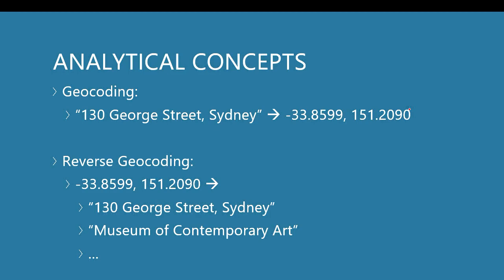So building on those simple data structures, I'll just talk a bit about the analytical concepts that one can use. Geocoding is one that is commonly used. We take a street address, like 130 George Street, Sydney, and it gives us a latitude and longitude. Reverse geocoding, as you can imagine, is the opposite, where we give it a latitude and longitude and ask, what address would this correspond to? And it can be a one-to-many relationship. 130 George Street happens to be the Museum of Contemporary Art, so you can get multiple results if you are doing a reverse geocode.